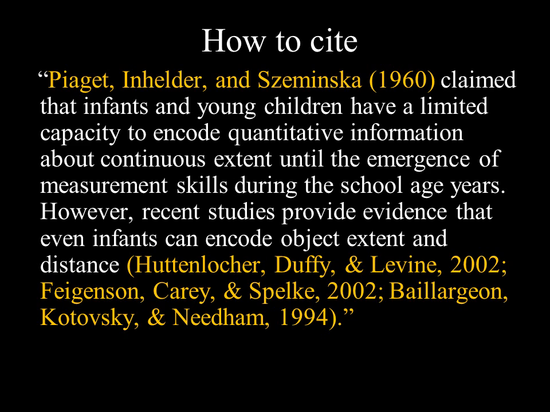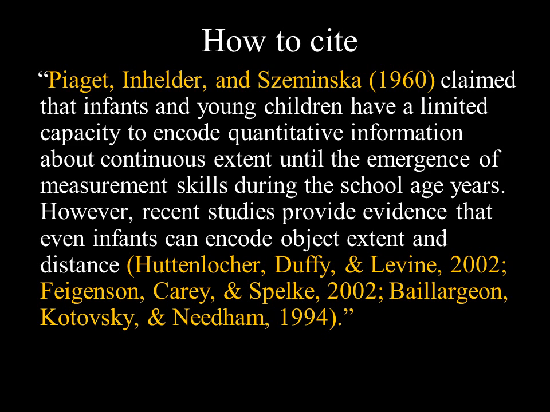So here's an example of one of my own articles on how to cite. There was an author named Piaget who co-authored a book with someone named Inhelder and someone named Szymanska. So this provides you with a couple of examples of how to cite. What I wrote in this article is that Piaget, Inhelder, and Szymanska 1960 claimed that infants and young children have a limited capacity to encode quantitative information about continuous extent until the emergence of measurement skills during the school-age years. However, recent studies provide evidence that even infants can encode object extent and distance.